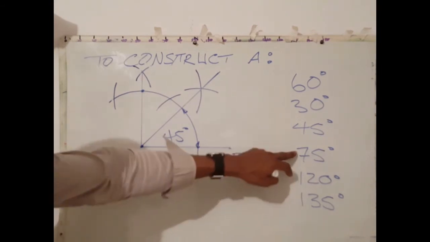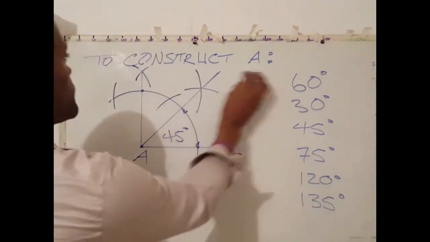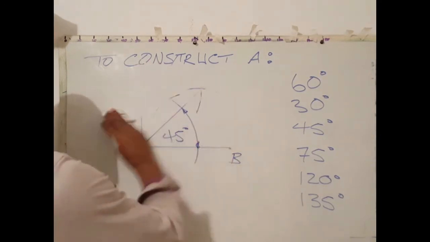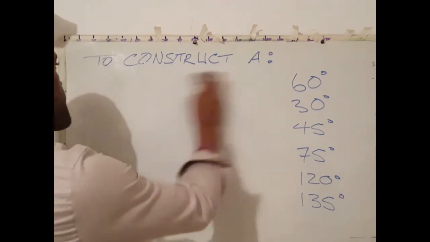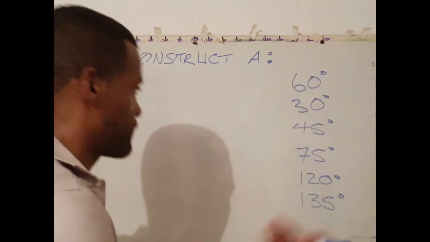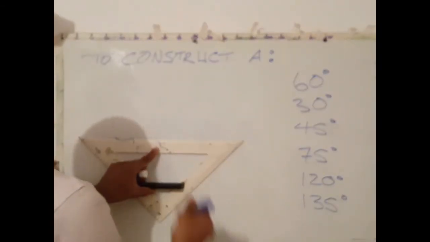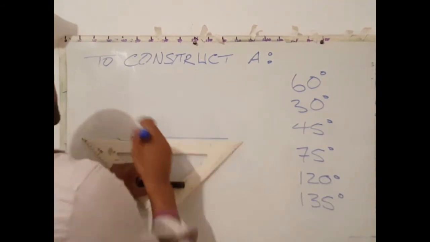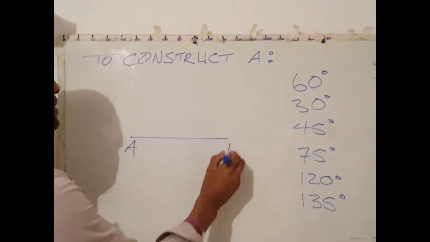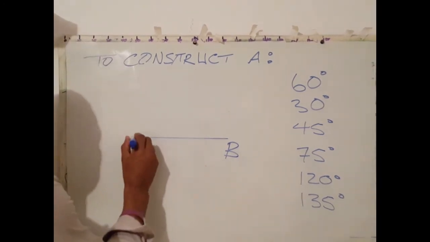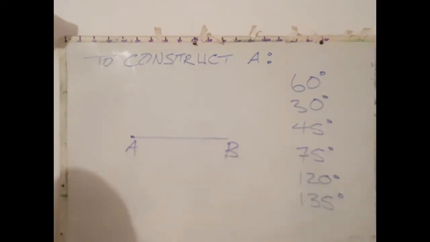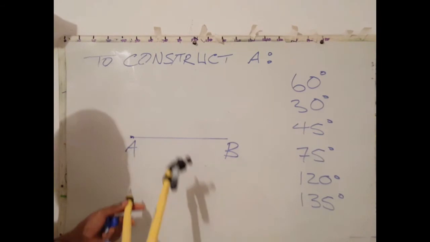Next angle is my 75-degree angle. First step is to draw horizontal line. Again, I'm going to label this line AB. From point A, for this I will need to construct a 90-degree, then bisect between the 90 and the 60.